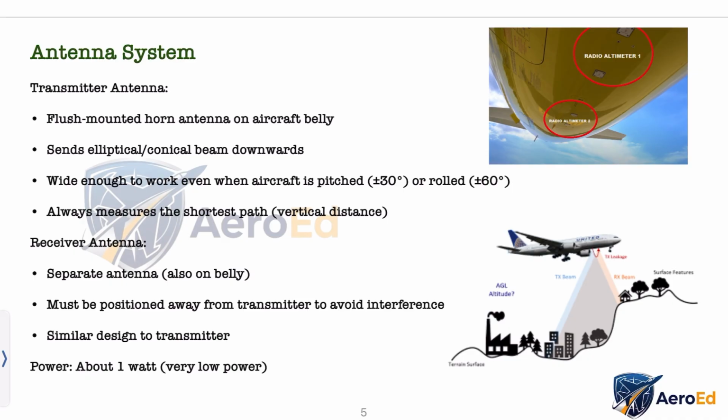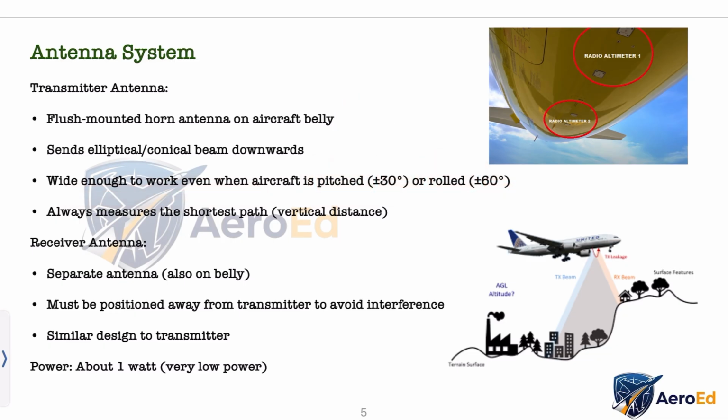Because it wants to send the radio wave straight down to the ground. Next point states that it sends an elliptical or conical beam downwards. But why elliptical or conical? Because it gives a wide enough beam to work even when the aircraft is pitched or rolled. Pitch plus or minus 30 degrees and roll plus or minus 60 degrees.